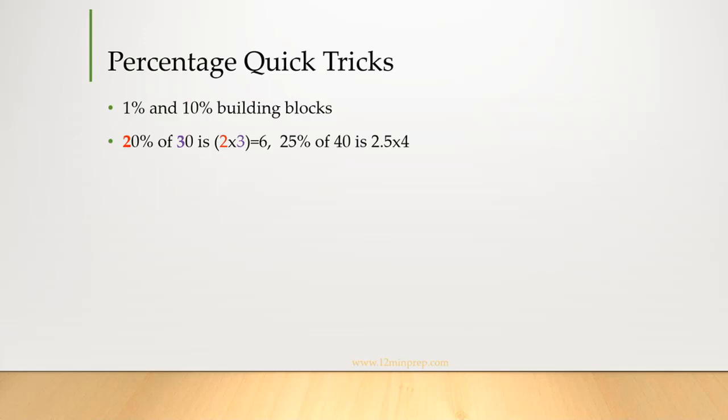The second trick is that for numbers that end with a 0, you can easily find the missing number by multiplying the biggest decimal units of the percentage and the number. For example, 20% of 30 is actually 2 times 3. In the same way, 25% of 40 is 2.5 times 4.